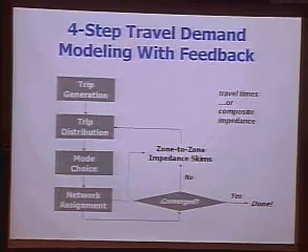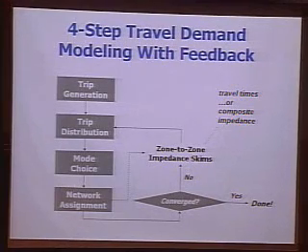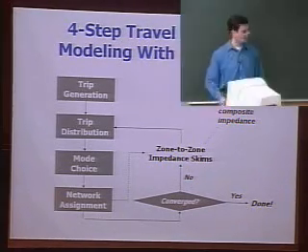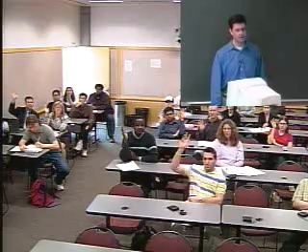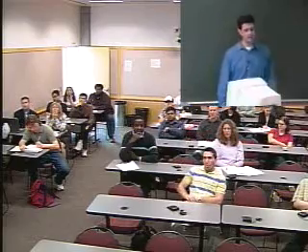So I'm going to just quickly review four-step travel demand modeling with feedback. Your basic four steps are listed here. You have trip generation, trip distribution, mode choice, network assignment on the left. How many in this room are familiar with this basic process? Okay, that's pretty good, about 70%.